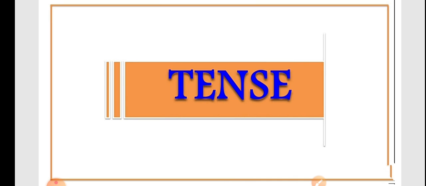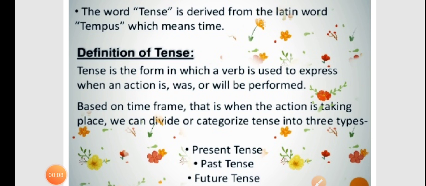Today we are going to study tense. The word tense is derived from the Latin word tempus, which means time. Now we have a question: what is tense? Tense is the form in which a verb is used to express when an action is, was, or will be performed.